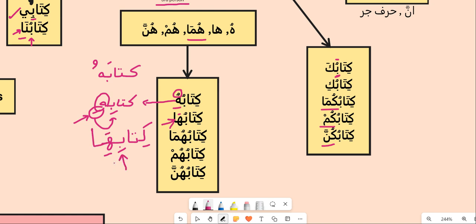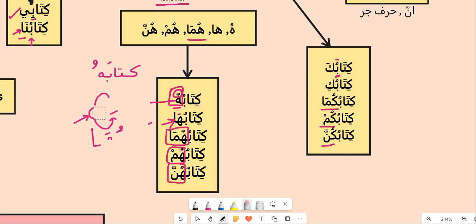Kitabiha or kitabaha or kitabuha. So the ha is not going to change. Now when it comes to huma, hum, hunna, and hu, all these four damirs will change with the kasra. For example, let me just erase all this.